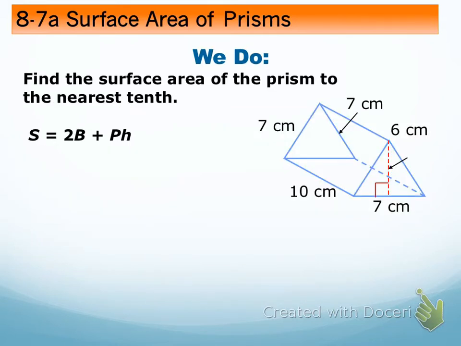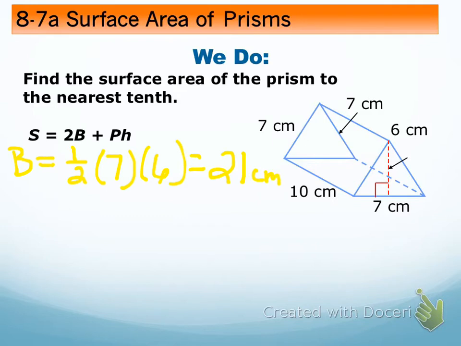Okay, again, this is a triangular prism. So remember, when we're trying to find the area of that base, it's the area of a triangle, which is 1/2 the base times the height. The base is 7. The height of the triangle is 6. So when we do our calculations there, that's going to be 21 centimeters squared.